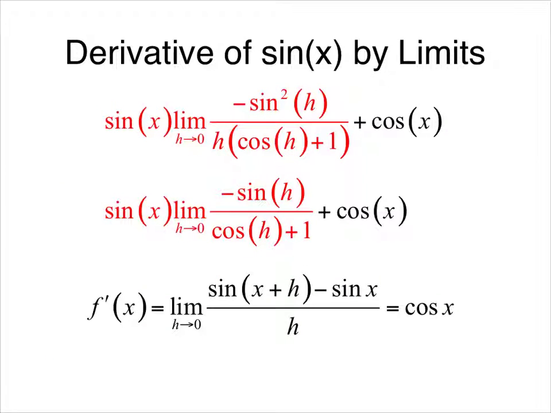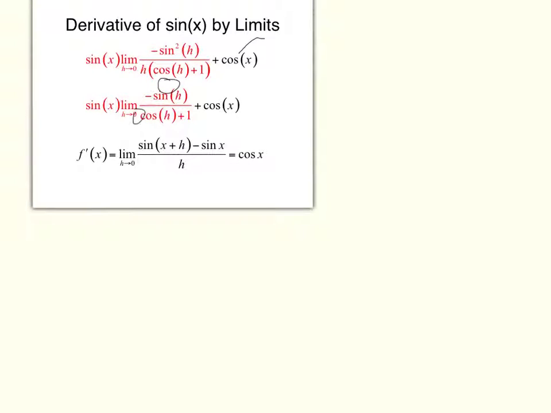Alright, so the thing I want you to look at now is we have a negative sine squared h, cosine of h plus 1. And you can see that I've canceled the square, meaning I've taken out a sine, and I've taken out the h, because when we look at it, we know that the limit of sine of h over h as h approaches 0 is equal to 1. So we took that out of that, and that's what we were left with.